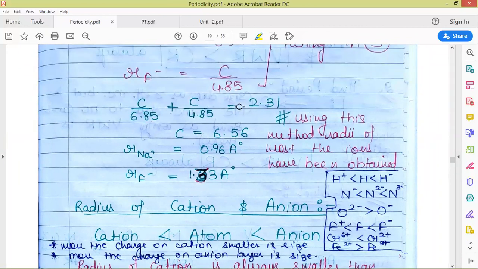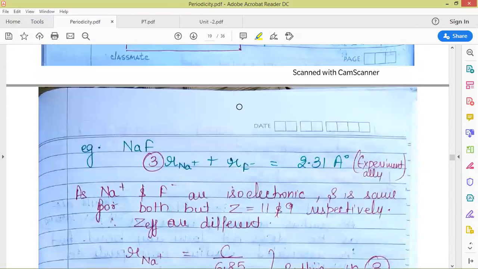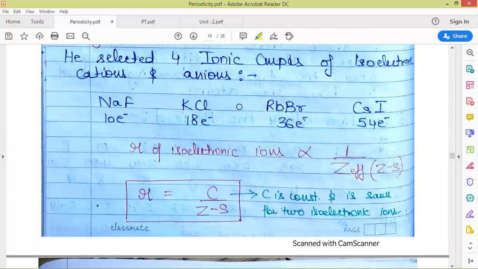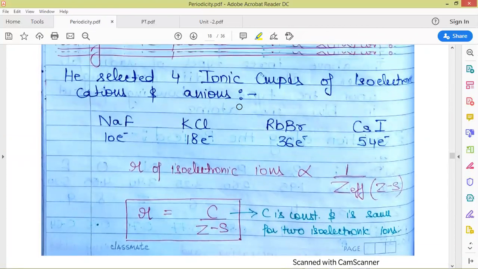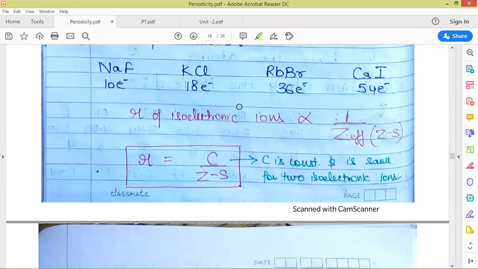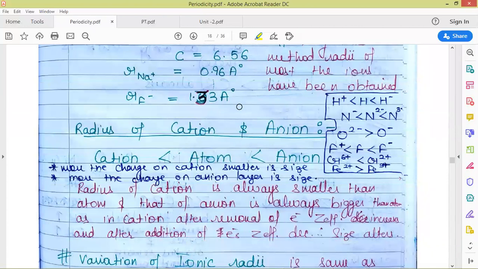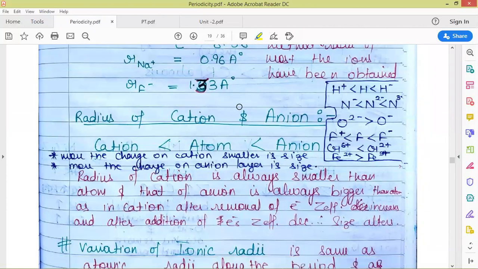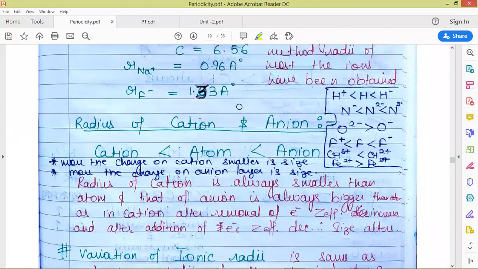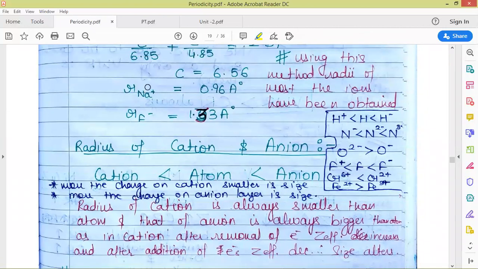Using this method, a lot of ionic radii have been calculated, and now these values are well known and widely acceptable, based upon the method given by Pauling, because Pauling calculated this for different ionic compounds and they have been tabulated. So from here we can see that, as these are both isoelectronic species, the radius of the cation is smaller in comparison to the radius of the anion, or we can say the atomic radius of neon lies in between both.